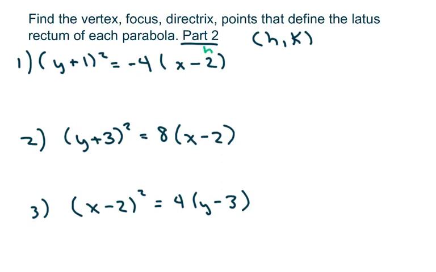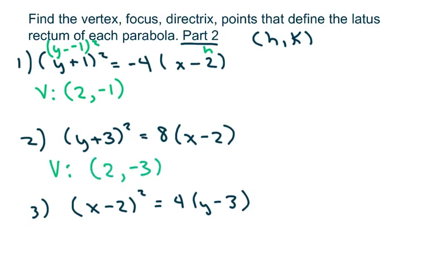This would be your H. This would be your K. This is like y minus a negative 1. So basically, H comes first. It's going to be 2, comma, negative 1. That's your vertex. Here it's going to be 2, comma, negative 3. And here it's going to be 2, comma, 3. This would be your H. This would be your K.